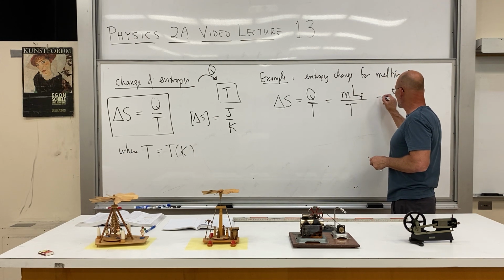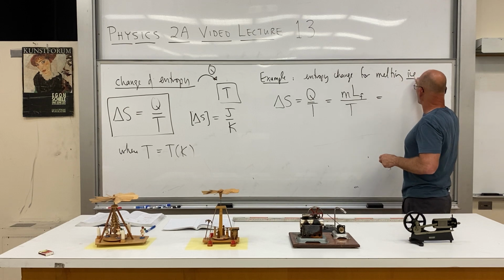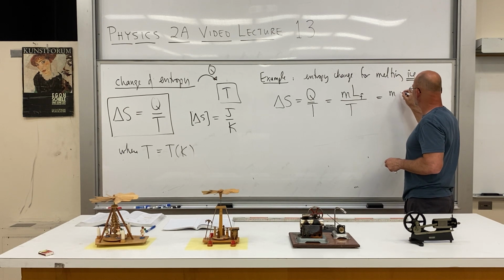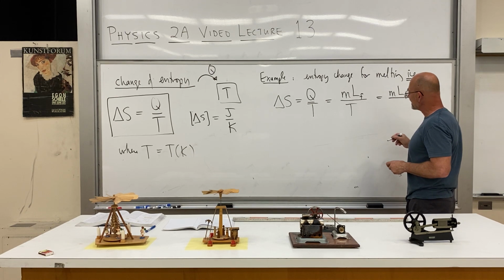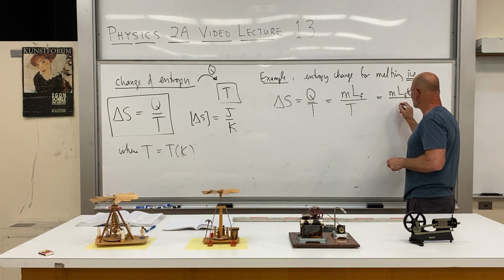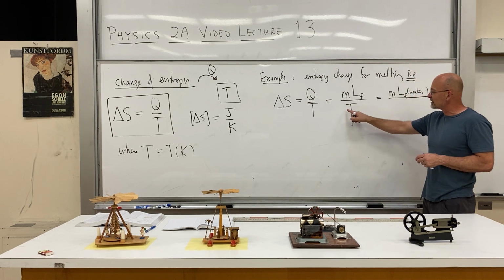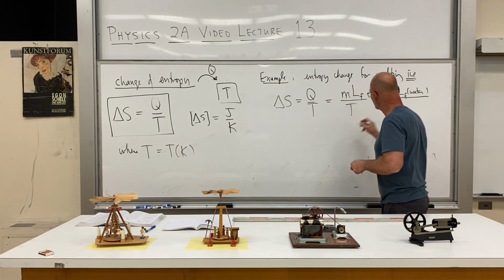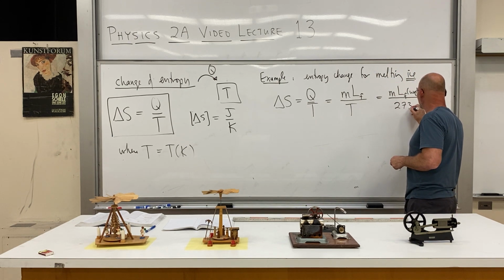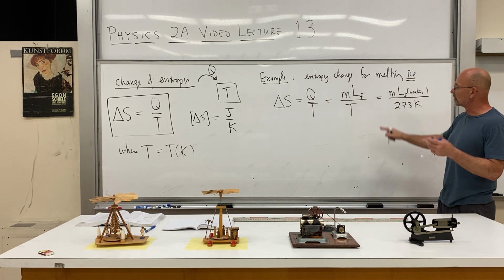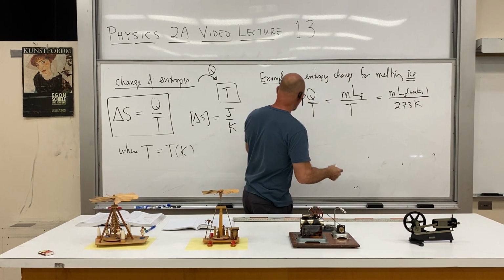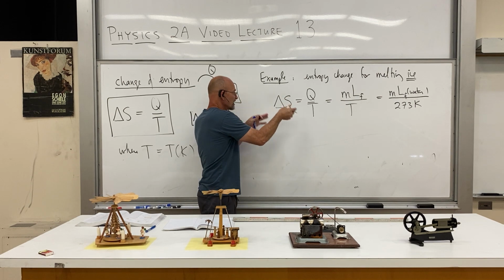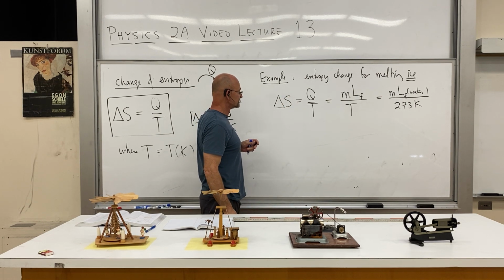And if we wanted to evaluate that, since it was for ice, we would have a mass times the latent heat of fusion of water divided by 0 degrees. Can we divide by 0 degrees Celsius? No, we have to use the Kelvin. So divided by 273 Kelvin. So given a certain mass, we would plug our numbers in and we get so and so much change of entropy in joules per Kelvin.